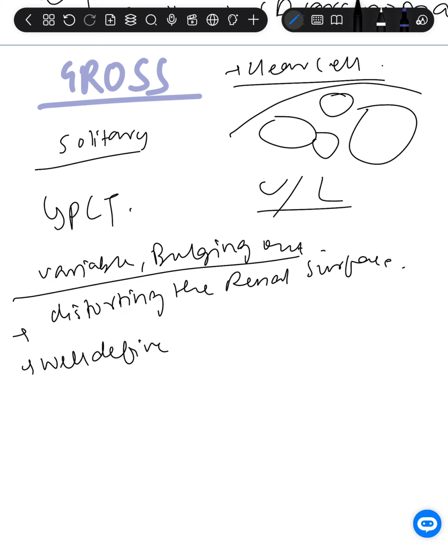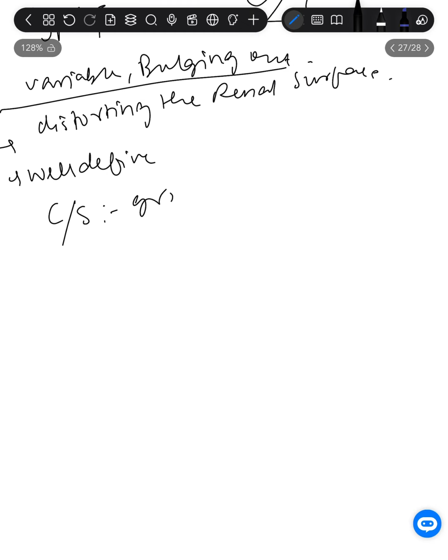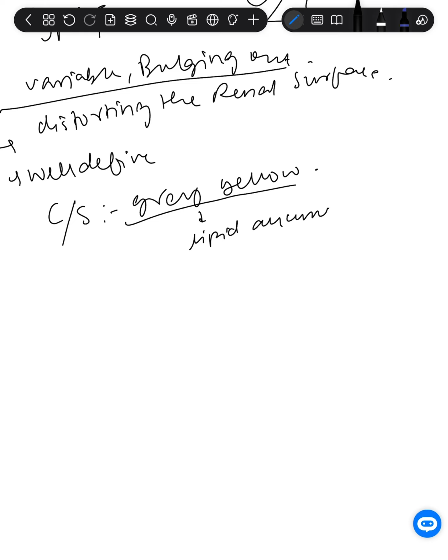Moving on to cut section, like most of the things in pathology, we have gray yellow. It looks gray yellow because there is some lipid accumulation there. Then, as usual, there are some areas of hemorrhage plus necrosis.